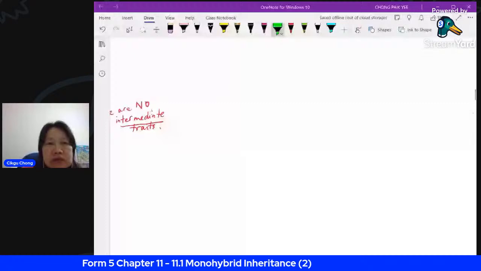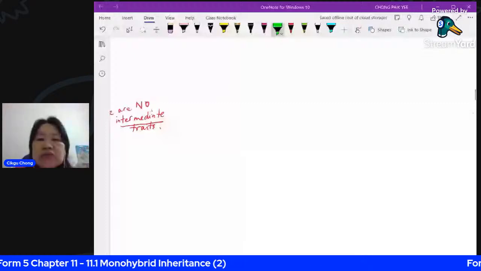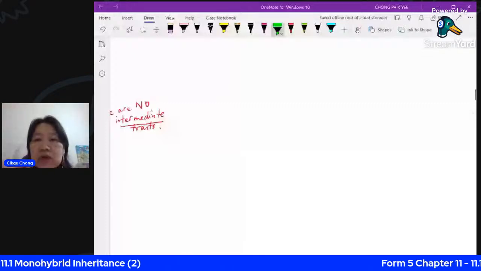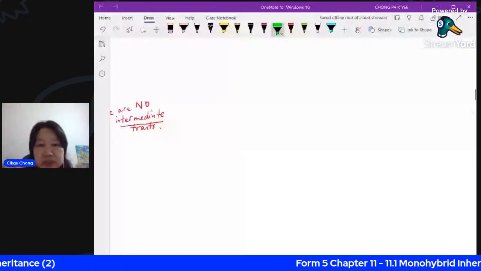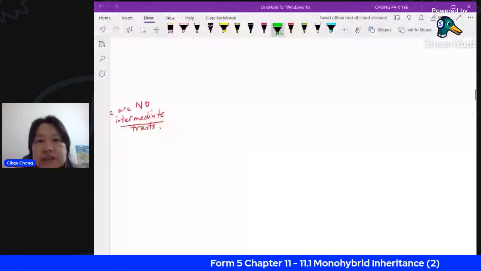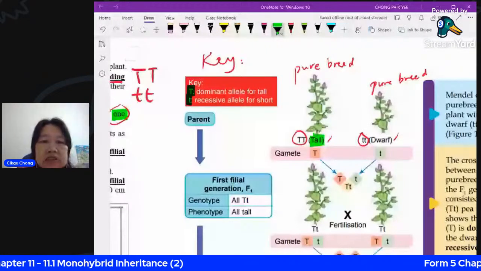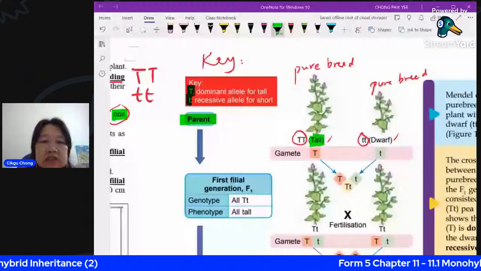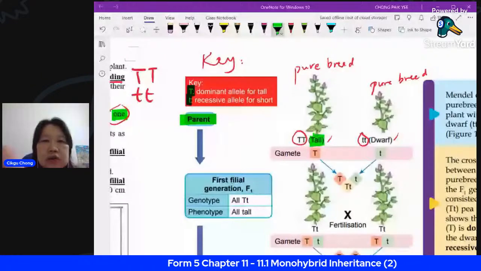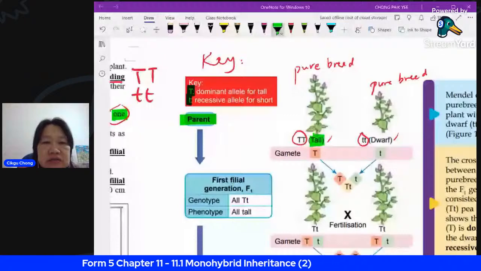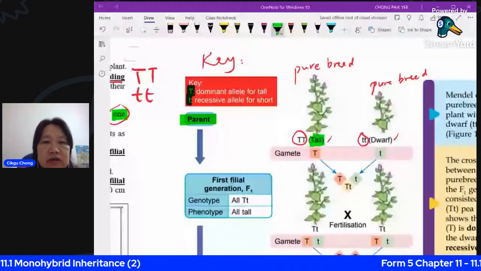So how do you get 3 to 1? The only way to get 3 to 1 is by this explanation. First, he started with pure breed, which means this parent must be carrying 2 copies of the same type, tall only. So we call this homozygous. You learned that before, in last week's lesson. Homozygous means both alleles are the same type.